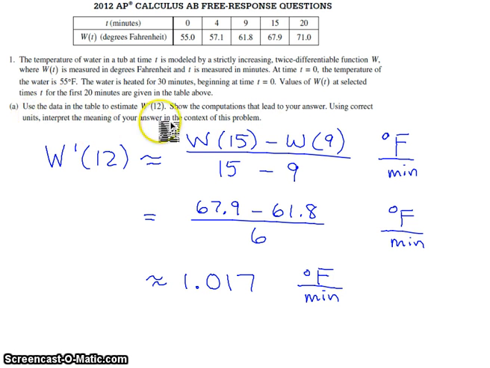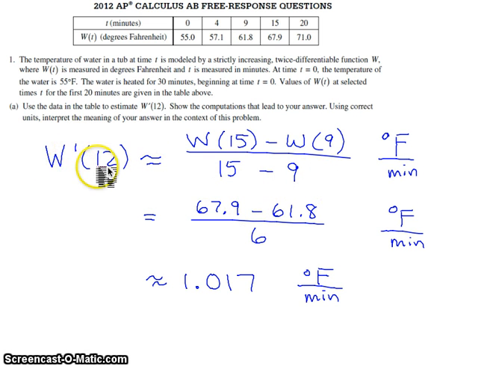We'll just jump right into part A here, which says use the data in the table to estimate W prime of 12. You can see my work that I've already done in the middle of the screen here, and this looks like a slope calculation. The first way that we estimated derivatives way back in the fall was by saying that since a derivative represents the slope of a tangent line, we can use the slope of a secant line, or a regular old slope calculation, to estimate the value of a derivative.